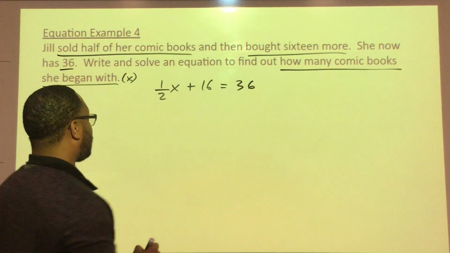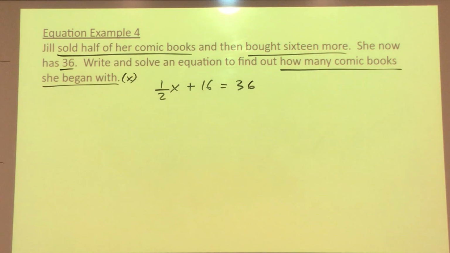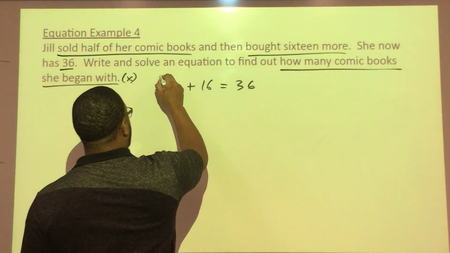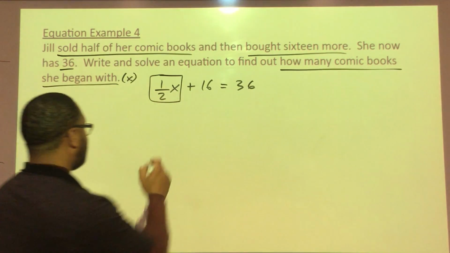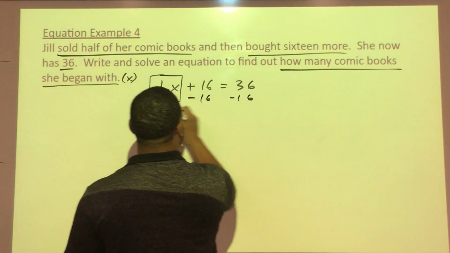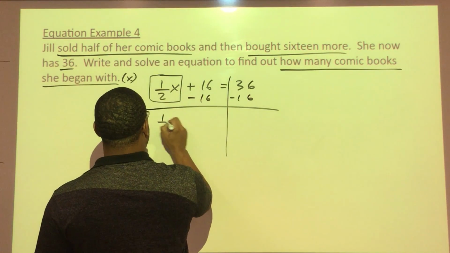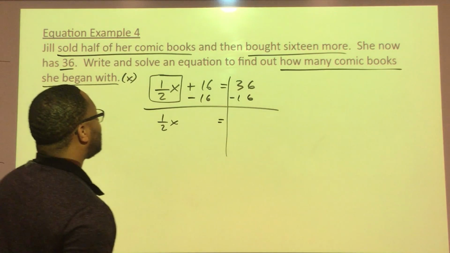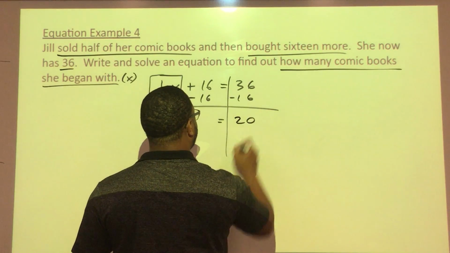So this equation has a fraction, but you can also make that half a decimal. You can make it 0.5x and it'll come to the same thing. Now we need to solve it. Let's put a box around our variable and the coefficient. We need to subtract 16 on both sides. And that's going to give us 1/2 x equals 36 minus 16, that gives us 20.